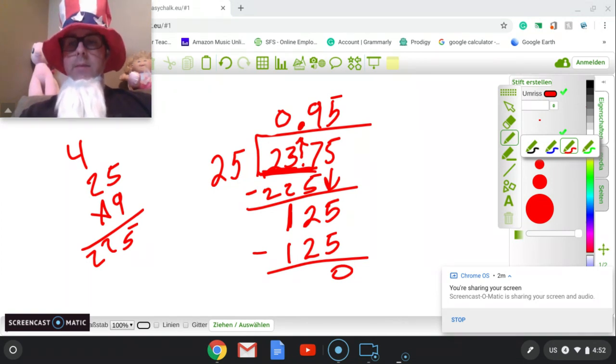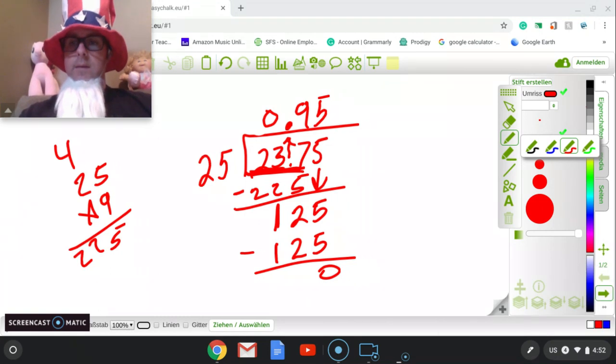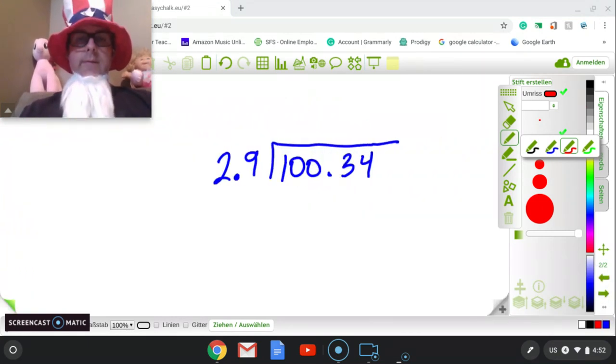So the second problem that I'm going to show you today is when we have a decimal in the dividend and the divisor, when it's inside the box and outside the box. The first thing that we have to do is look at the number outside of the box. If there is a decimal, we actually have to move it to the right to make it a whole number. In this particular case, we're only moving it one spot. So we move the decimal to the right one time.